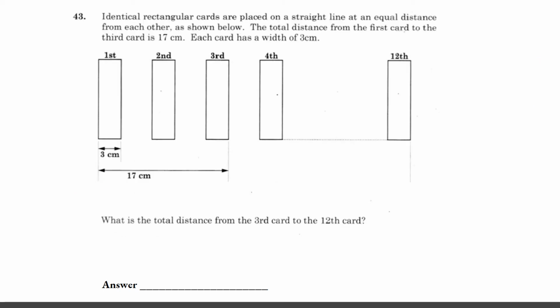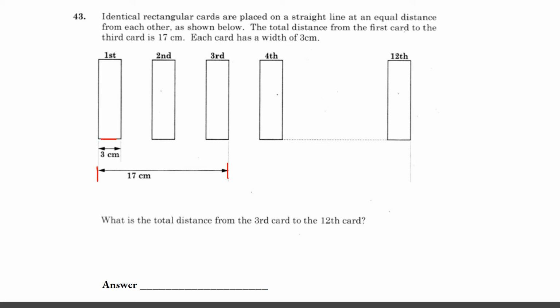Identical rectangular cards are placed on a straight line at an equal distance from each other, as shown below. The total distance from the first card to the third card, as we can see here, is 17 centimeters. Each card has a width of 3 centimeters.